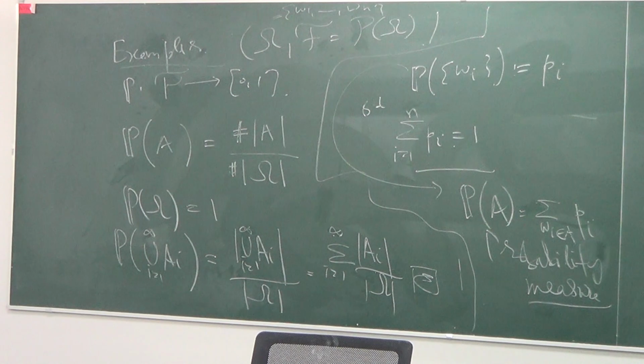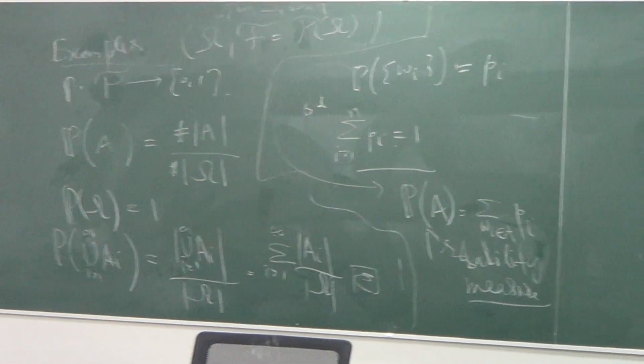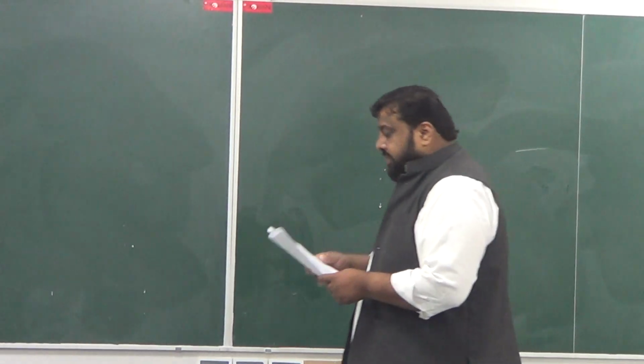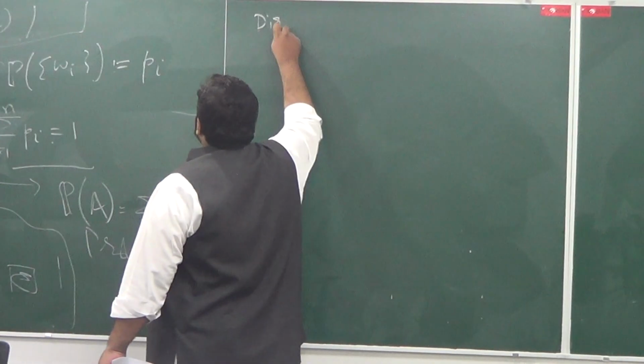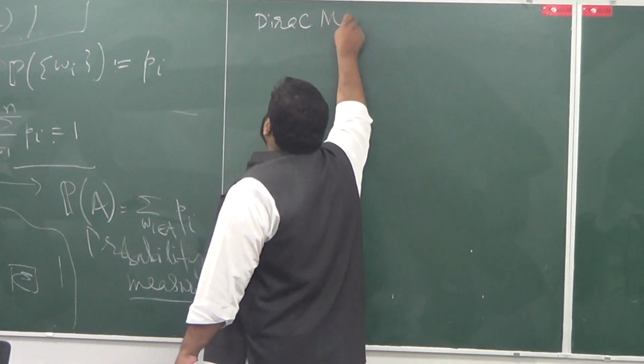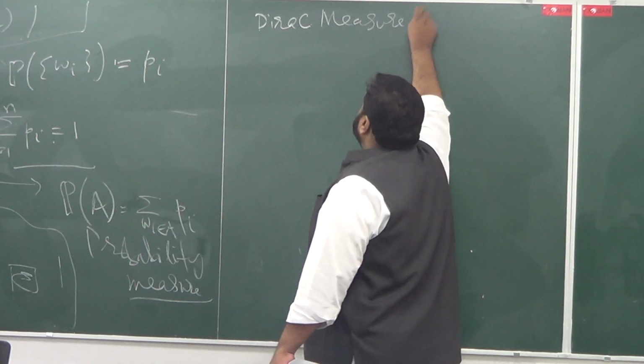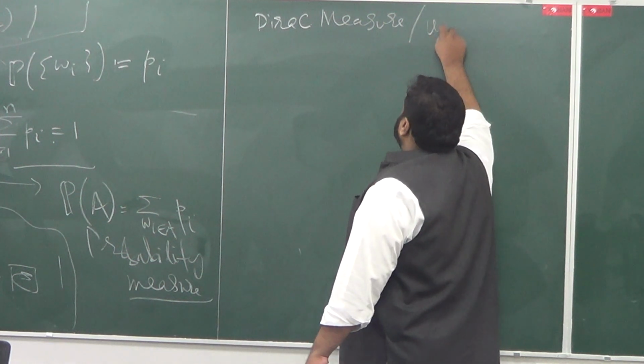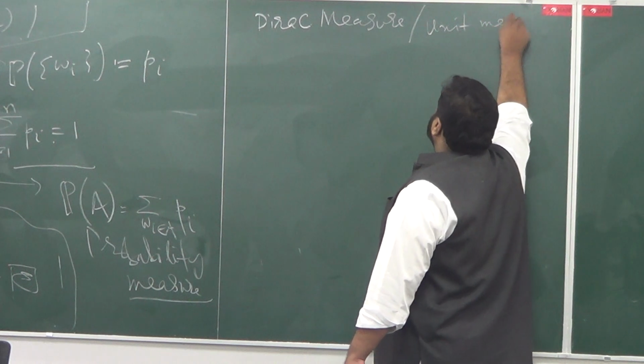Obviously the natural question would be: what if omega is not a finite set? Then what to do? Then you have lots of choices, you can define probabilities in different ways. Before getting to that, I would like to define something called the Dirac measure, or sometimes it's called the unit mass measure.